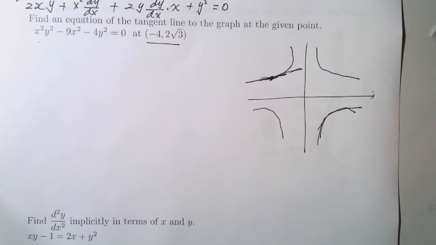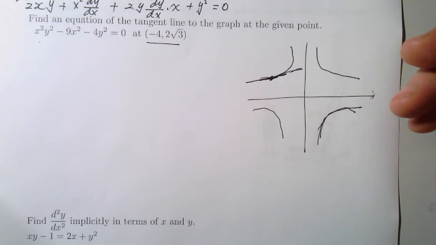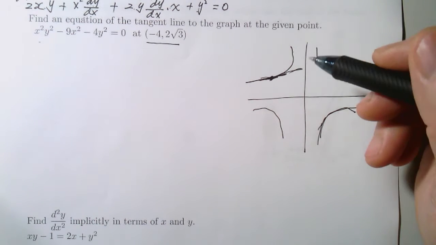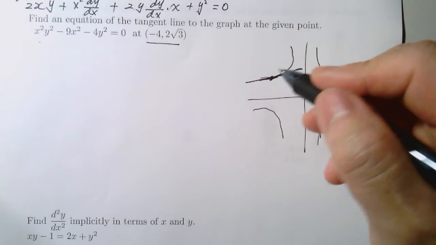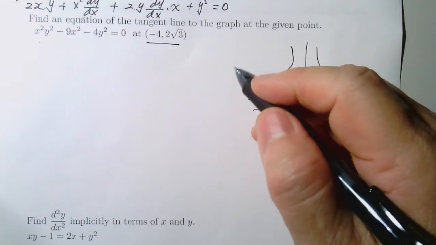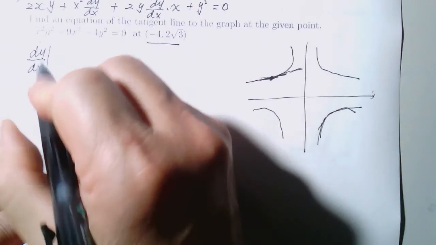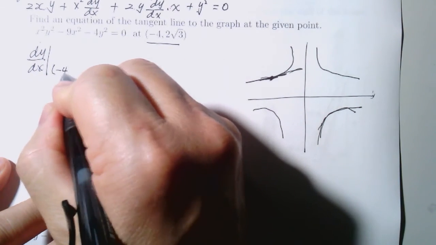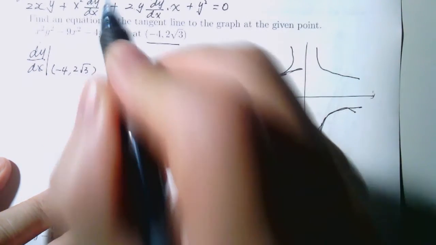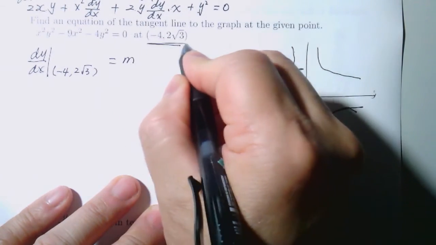But remember, it doesn't matter what, to find a tangent line, you need to find the slope of the tangent line. That means for this case, we want to find dy/dx at (negative 4, 2 square root of 3). We need to find what this is. This is the slope at this point.